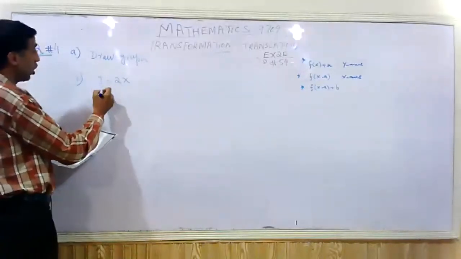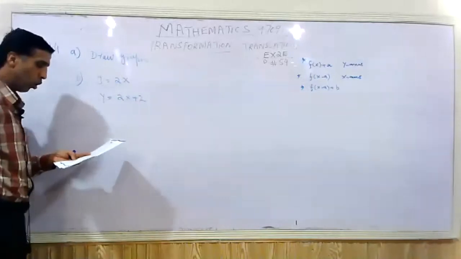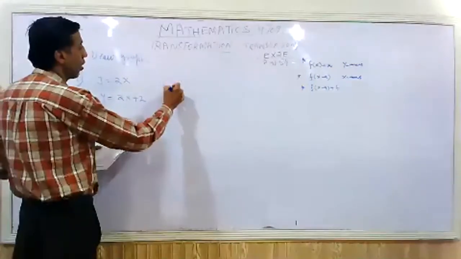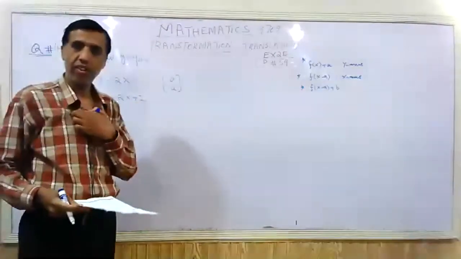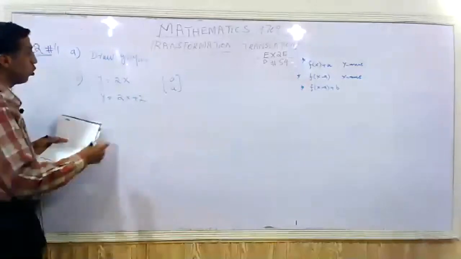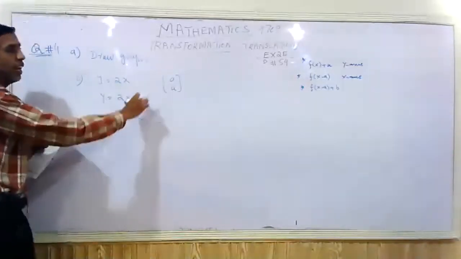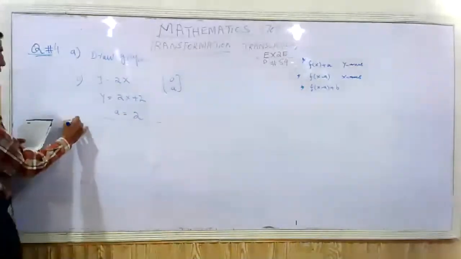And its image equation is y equals 2x plus 2. Now you will have to see by a translation (0, a). Very clearly the first law has been used here. So what would be the value of a? a would be 2, because 2 has been added. That was regarding the first law, the part B.